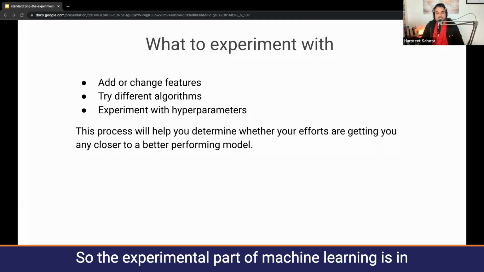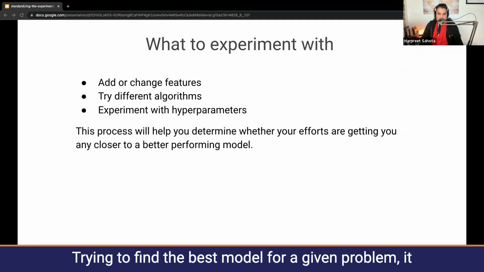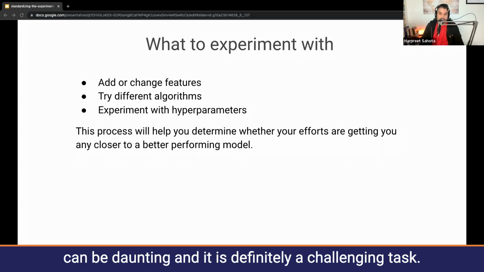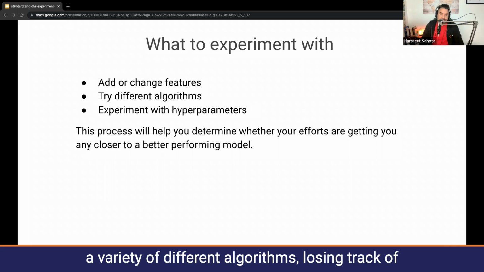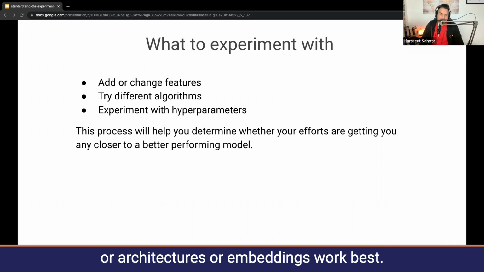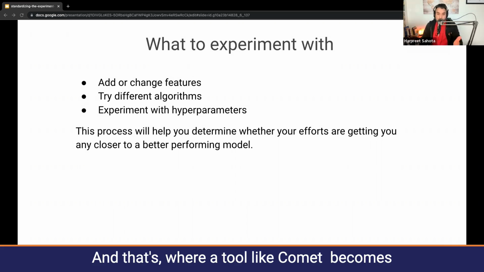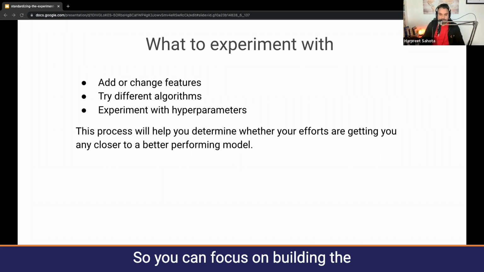So the experimental part of machine learning is, in my opinion, the most fun and creative aspect of it. Trying to find the best model for a given problem can be daunting, and it is definitely a challenging task. It could quickly become a messy process of trying a variety of different algorithms, losing track of the process, and not remembering what features or architectures or embeddings work best. And that's where a tool like Comet becomes invaluable, because it helps you track all of the experiments you're running so you can focus on building the best model for your use case.